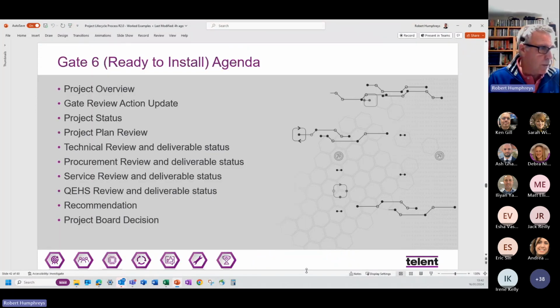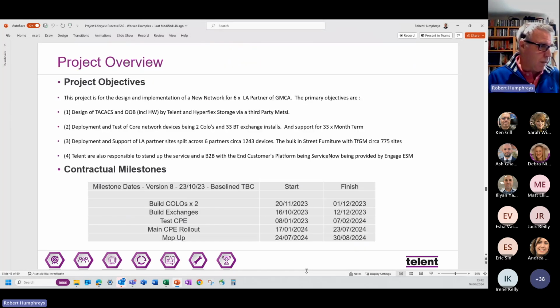So once again, the agenda is all about that tick list of what it is that you need to be delivering at this stage. And it's a repeat of what you've seen before. So project overview, and this is primarily for the project board, because they see a number of different projects, but just that overview of project objectives and contractual milestones provides them with that oversight right at the beginning. This is what we said we were going to do, and these are the key dates that we're looking to deliver against.